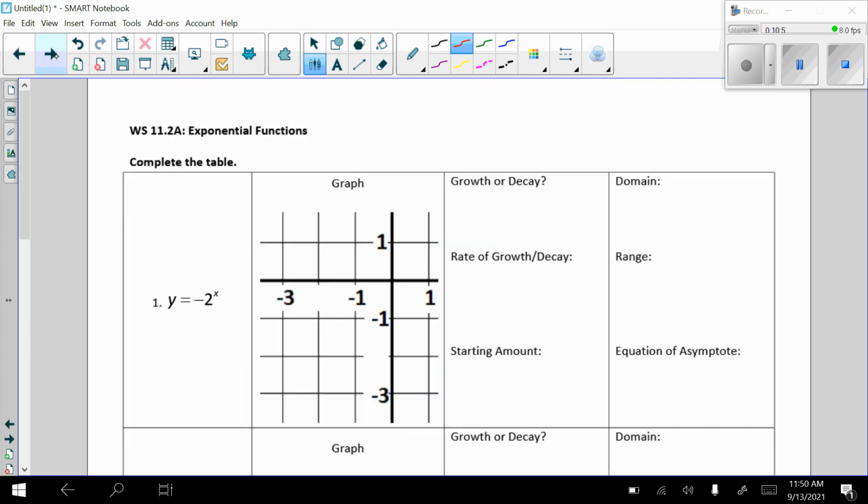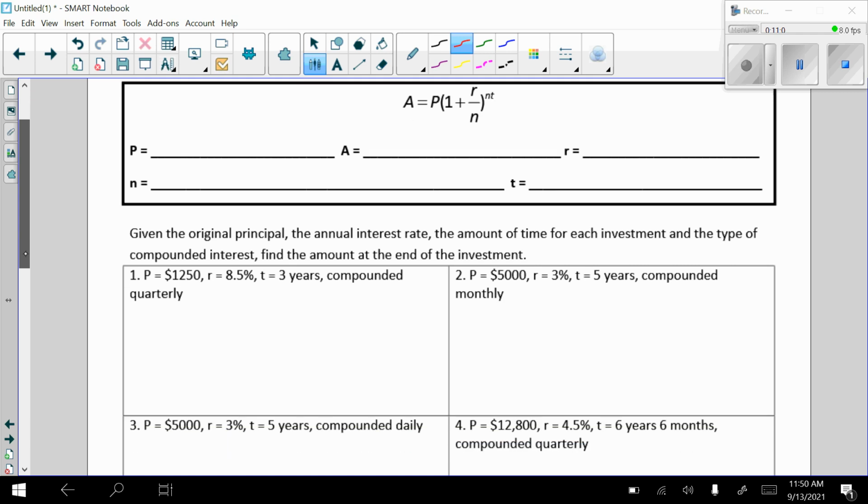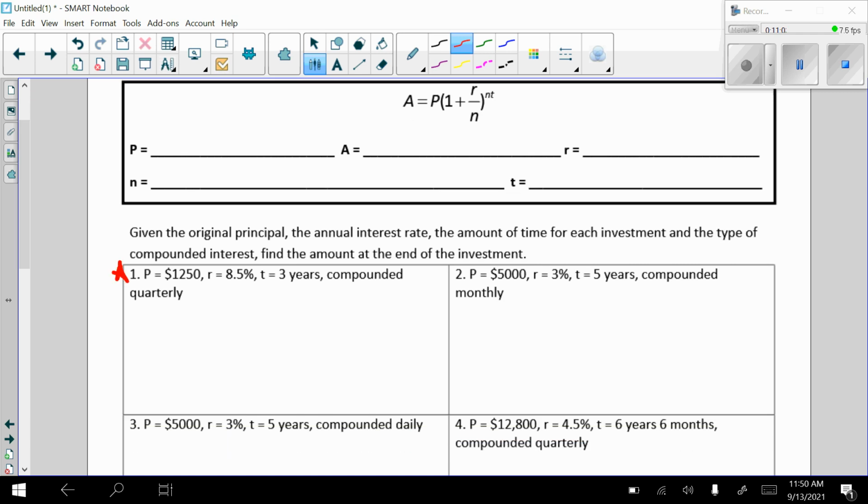So let's turn the page and let's look at example number 1. What I want you to do is stop the video. I want you to fill in all the values up here, and I want you to try to do number 1. Then start the video and let's see how you did.